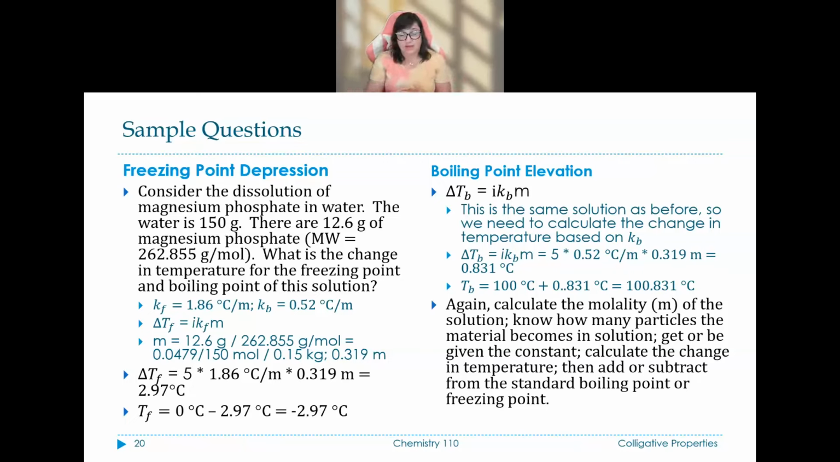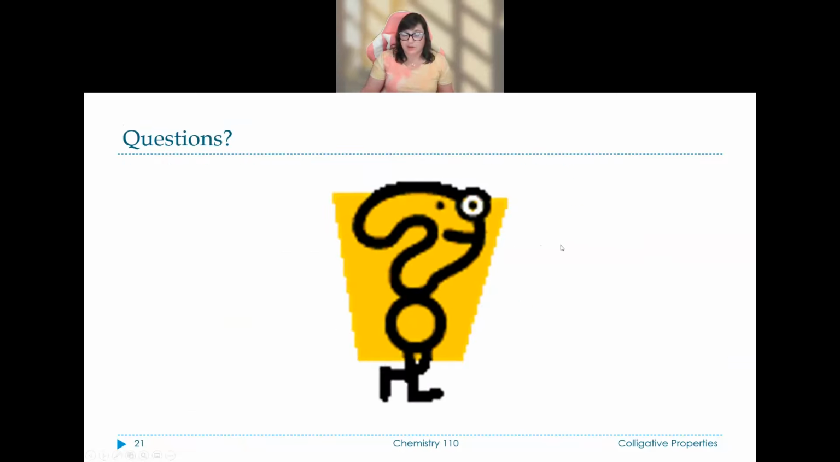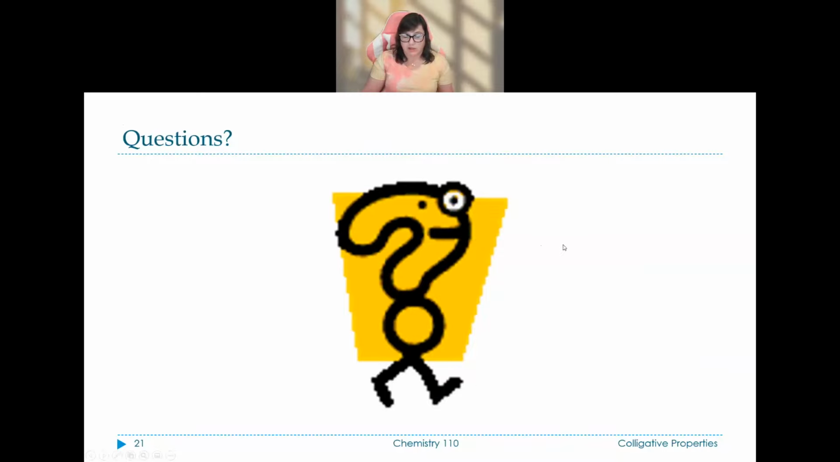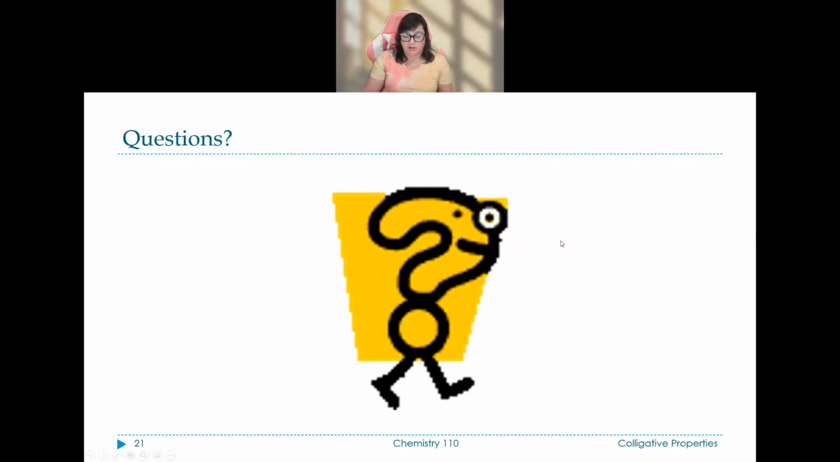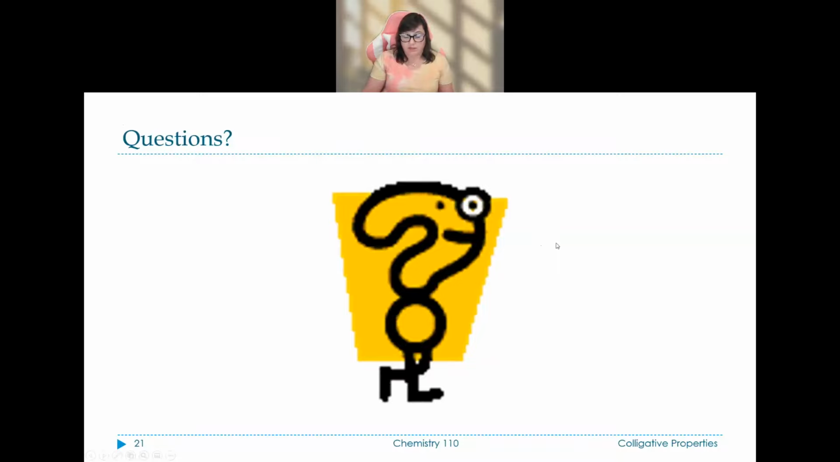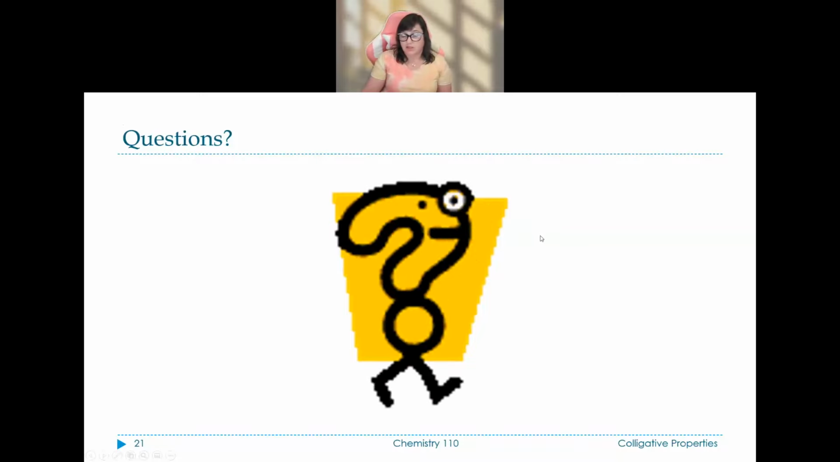So the process again is the same as it was. Calculate the molality. Then we know how many particles the material becomes in solution. We get or are given the constant, we calculate the change, and then we add or subtract that from the standard boiling or freezing point. Awesome possum. The practice that you have should take you through almost all of this. Like I said, I will put up the notes about how this stuff is calculated so you know what's going on with that.